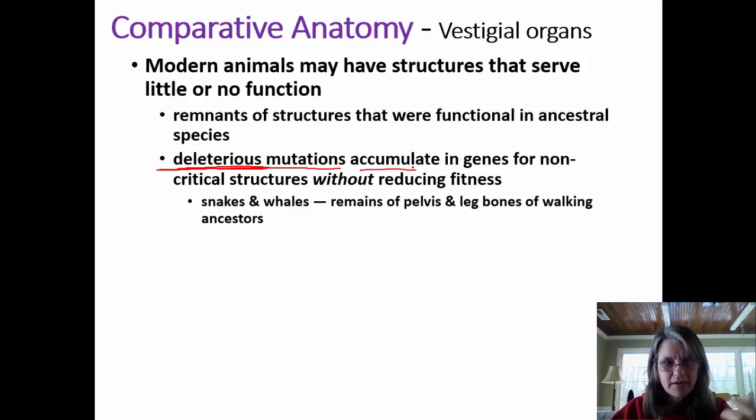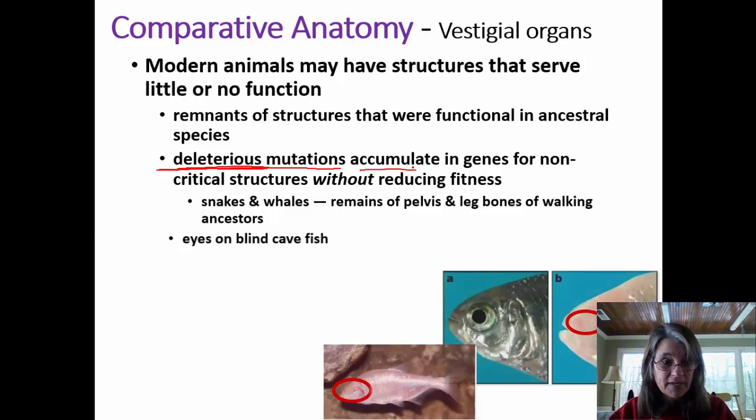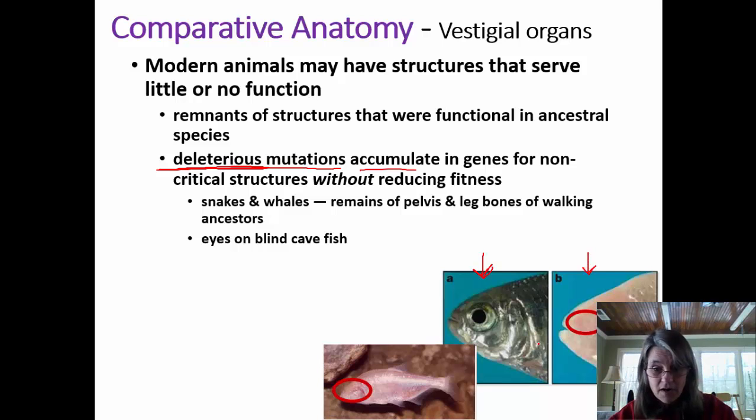Examples: snakes and whales. We see in snakes as well as whales those pelvic bone remains. Eyes on blind cavefish. Here's a close relative of certain cavefish. You can see its obviously functional eye, but in cavefish that live in the dark, we see the eye is just gone. And why should they have an eye? They live in a cave where it's dark. They couldn't use it anyway. So the eye remnant is vestigial.